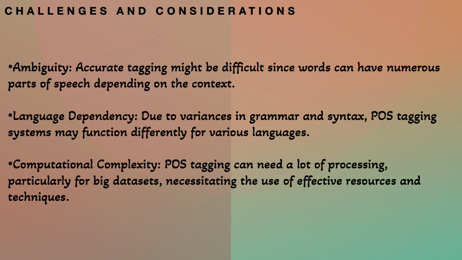One of the primary challenges in POS tagging is the inherent ambiguity present in natural language. Many words can function as multiple parts of speech depending on context, making accurate tagging challenging. For example, the word bank can be a noun referring to a financial institution or a verb referring to the act of inclining. Resolving such ambiguities requires sophisticated algorithms capable of contextual analysis and disambiguation. Additionally, domain specific terms and colloquial language further exacerbate the challenge of ambiguity in POS tagging.